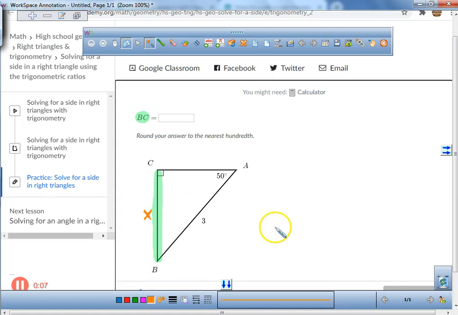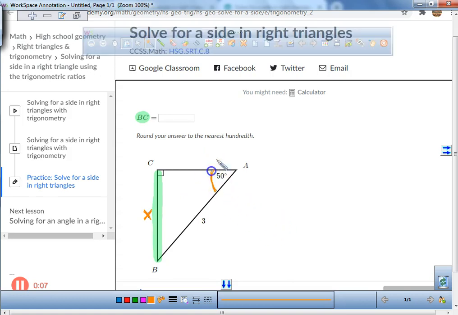Now, whenever I'm doing this, what I like to do is draw a little arc next to the angle, and then from there I draw an arrow going across, and what does that label? That labels my opposite side. Very good. Now, the next thing I like to do is identify what this side represents. That's the hypotenuse, so I'm just going to put HYP for hyp.